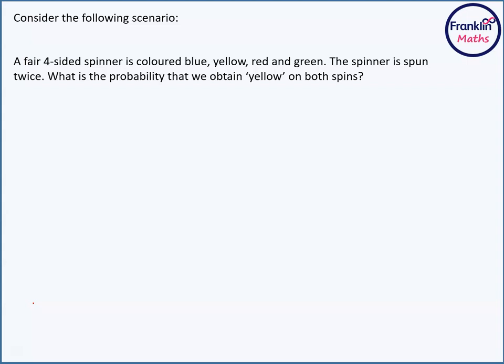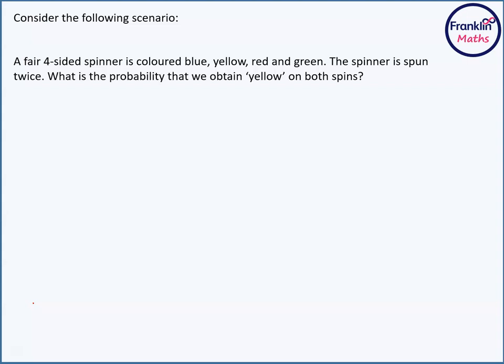Just have a look at the scenario. We've got a four-sided spinner, 4 different colours. I'm going to spin the spinner twice. And what's the probability that I obtain yellow on both spins? So this is like a bog standard GCSE question. I believe actually this is down at Foundation now. Okay, but how would you approach that question?